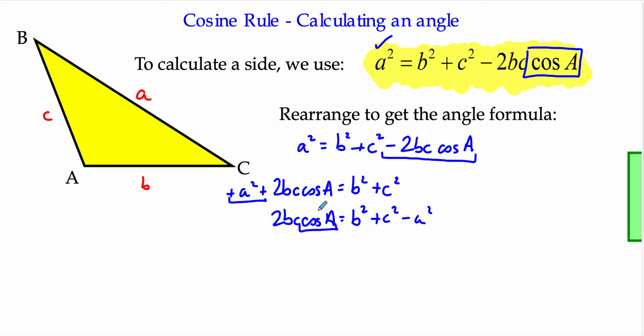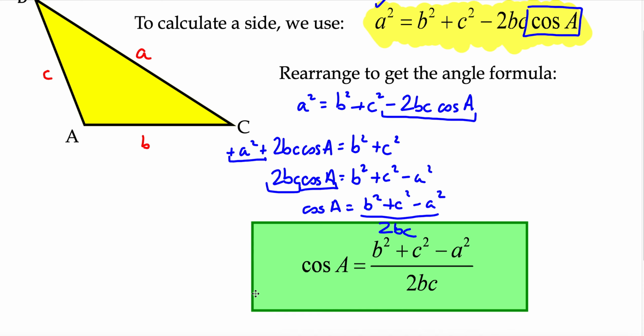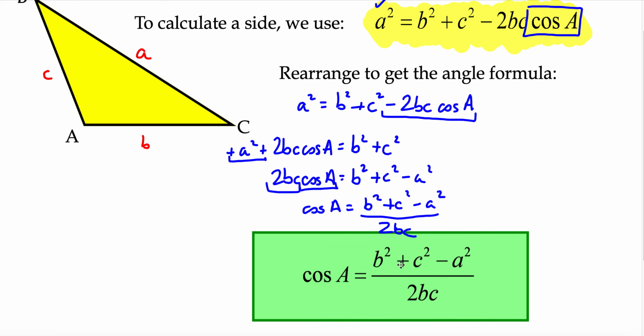We've got to keep the cos in front of it. We can't escape that for just now. The 2bc is multiplying times cos A, so if I rewrite that, it's going to be cos A is equal to the right hand side, b squared plus c squared minus a squared all over 2 times b times c. That is the form of the cosine rule that we're going to use for our angles. Okay, so cos A is equal to b squared plus c squared minus a squared all over 2bc.